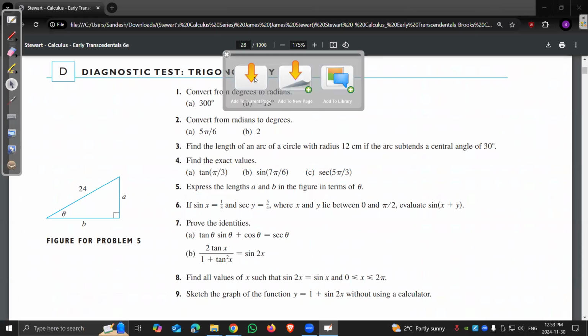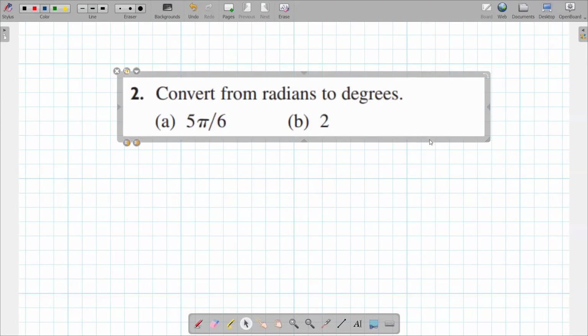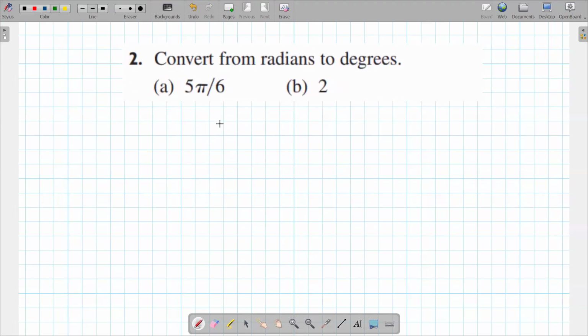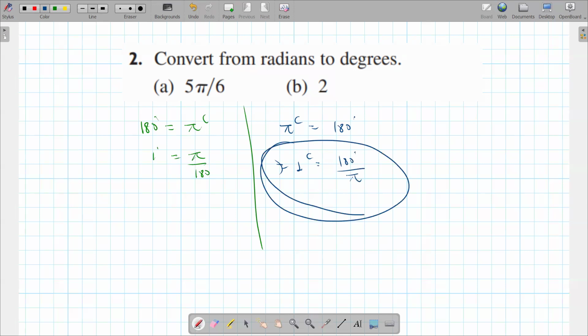So that was going from degrees to radians. Converting from radians to degrees is just the opposite. So last time it was 180 degrees is pi radians, and then 1 degree is pi over 180. And depending on what number you have, you multiply both sides of this equation. Now it's just the order flipped. Now pi radians is 180 degrees. So that means 1 radian is 180 degrees divided by pi. So we're going to be using this, okay?